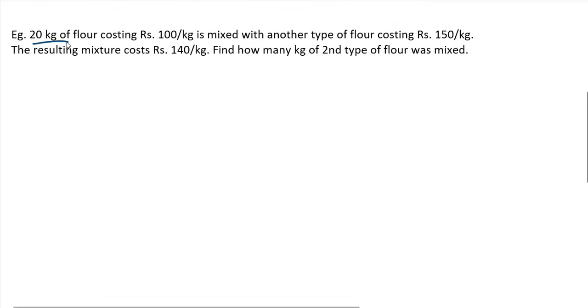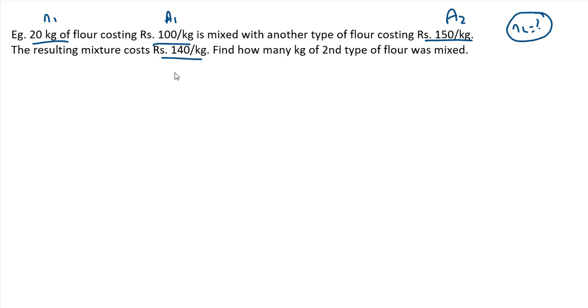20 kg of flour costing rupees 100 per kg is mixed with another type of flour costing rupees 150 per kg. The resulting mixture costs rupees 140 per kg. Find how many kg of second type of flour was mixed. So here we have been given the average of the first group, the weight of the first group, then average of the second group, but the weight is missing. We need to find what is N2 here. And the average of the mixture is given, that is AW is given.